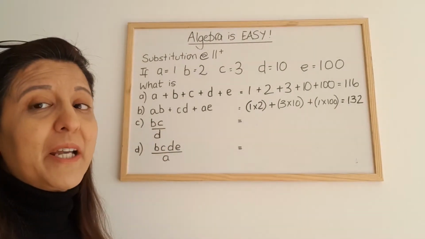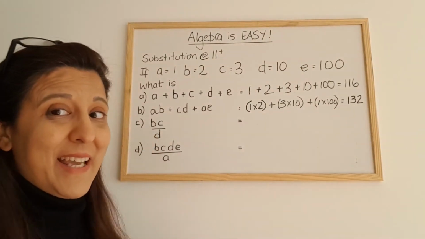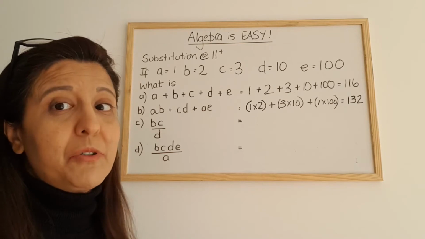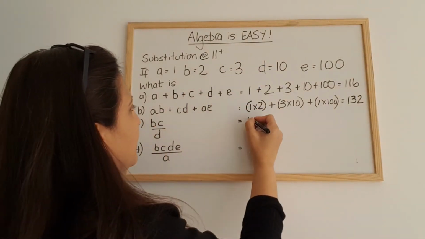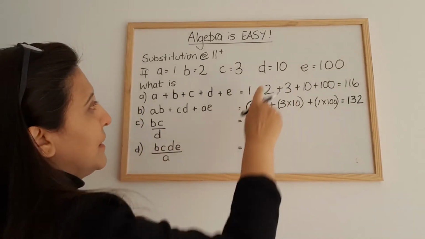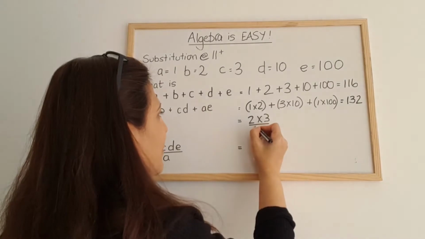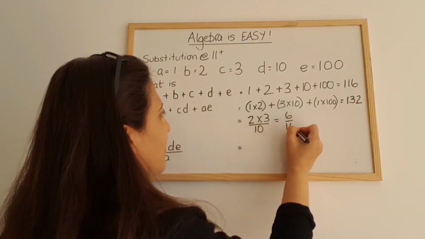Okay, the next one. BC divided by D. Got a division thrown in there. Is it any trickier? No. Still just as easy. Let's have a go. B times C. D times 3. Divided by D. We know D is 10. Let's write that down. So that is 6 divided by 10.